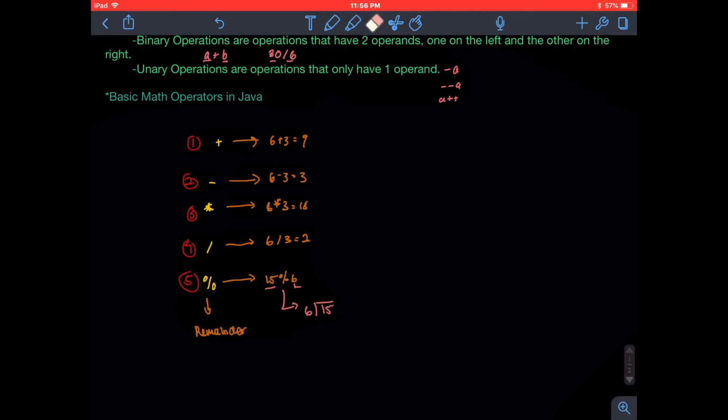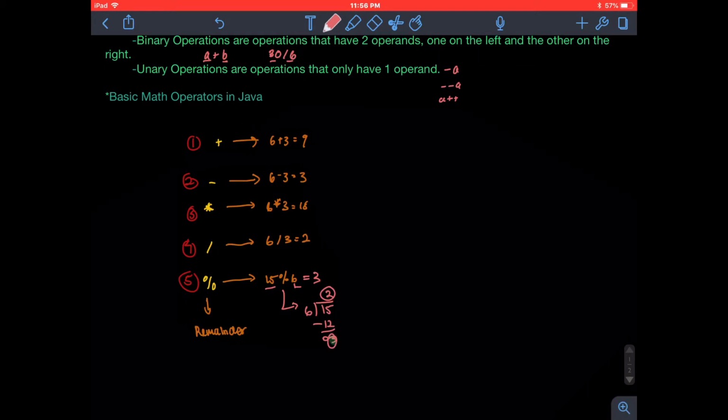So if we regularly divide this, it would be 2, and 15 minus 12 is 3. So then our remainder is 3. So 15 modulus 6 would equal 3. So that's how modulus works. We simply divide the left-hand side by the right-hand side like we regularly would in regular division, except instead of taking this number up top, we take whatever the remainder is.